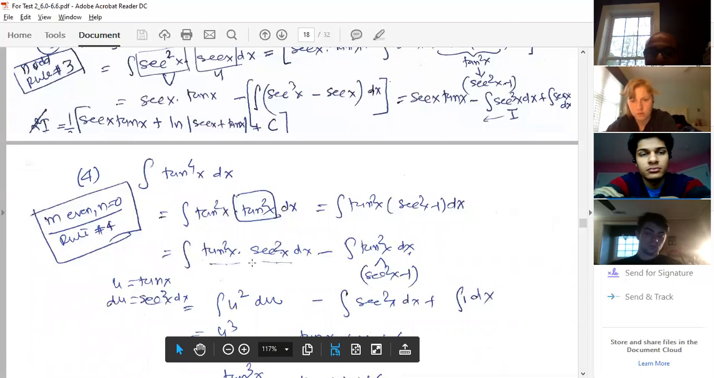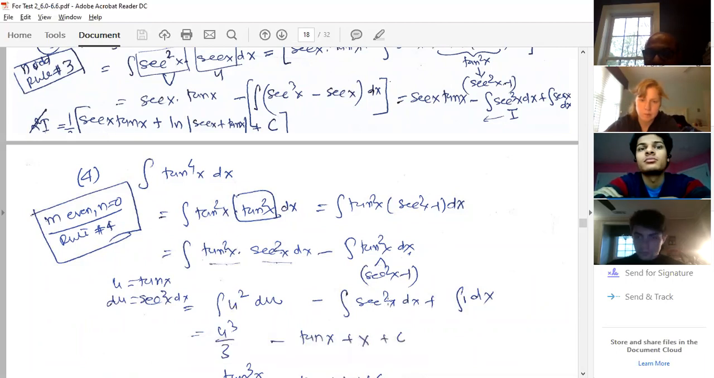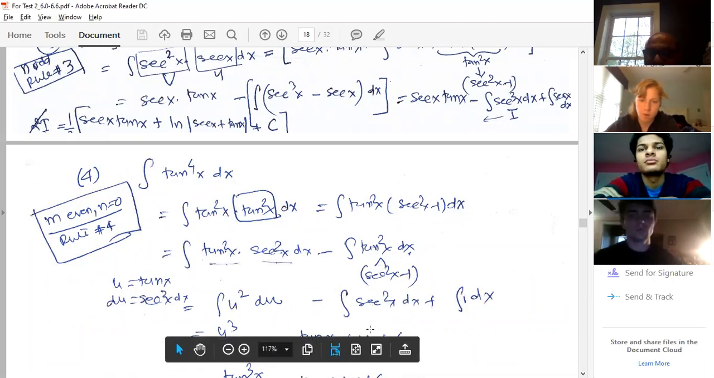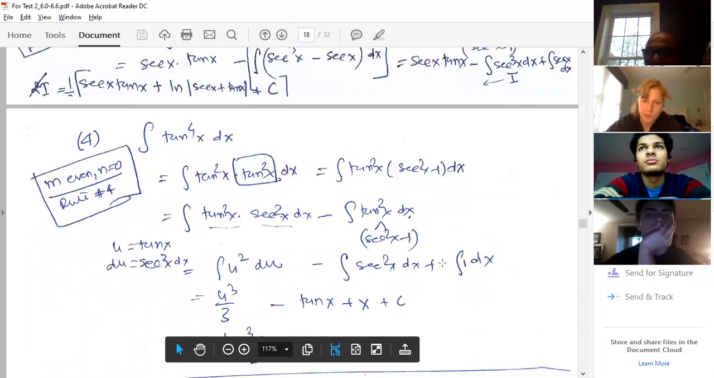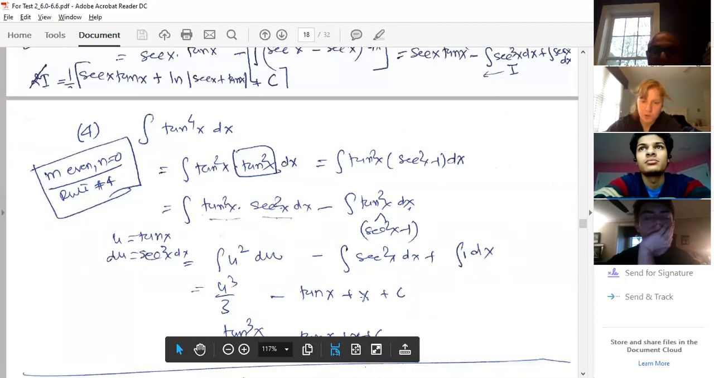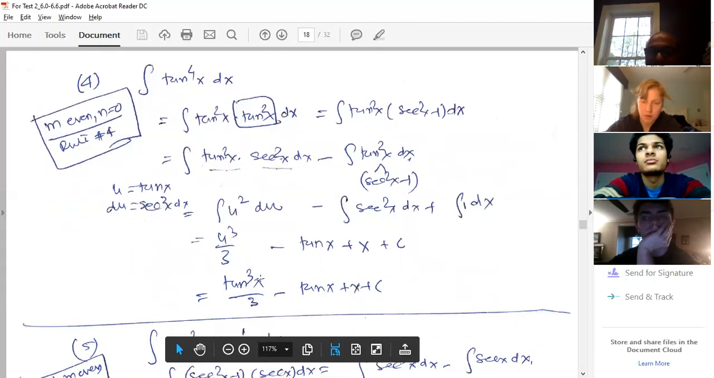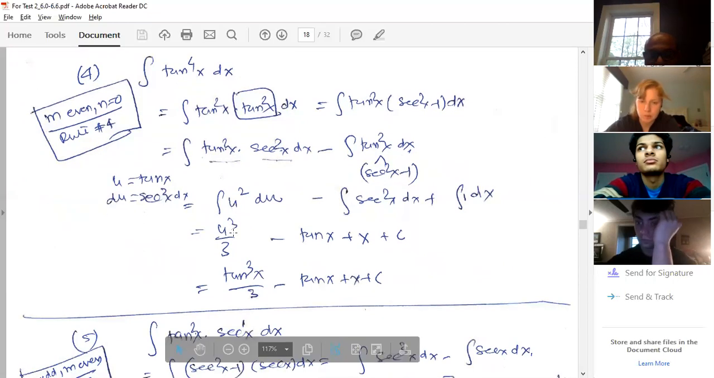If I take u equal to tangent x, the derivative is secant square x. So this first one is easy, u square du. Secant square x dx here and this one. Integration of secant square x, we know that is simply tangent x. Integration of one is x, so it's very easy now. Simply tangent cube x divided by 3 minus tangent x plus c. Look at here. So that's how you can solve the examples based on the trig formulation.